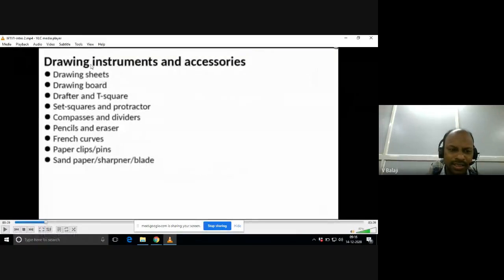Now, here you see the next slide. Drawing instruments and accessories. Drawing sheets are there. I will tell you the size of the drawing sheet you need to purchase, okay? And the drawing board and a mini drafter, T square. I will show you the pictures of all these things. You can easily identify later. Set squares, protractor, compass, divider, pencils, eraser, French curves, paper clips, pins, sandpaper, sharpener, blade, okay? So these are basic things required, okay?